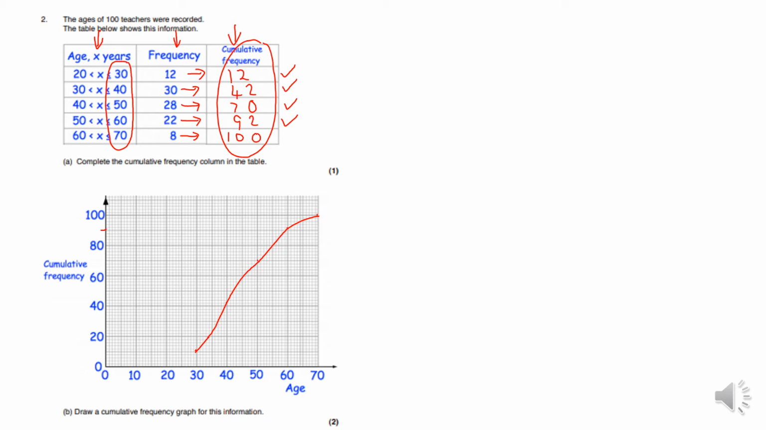Now I'm going to add another question up here, question C. So what we need to do now for question C is find the interquartile range. Before we do that, what you need to do is look at the lower quartile, the median, and the upper quartile. That's what we need to do. So we know there were 100 teachers that were asked, the teachers' ages were recorded.